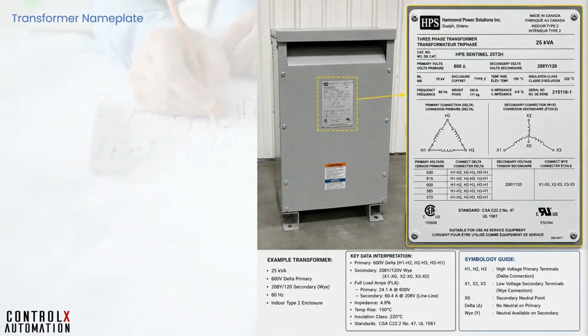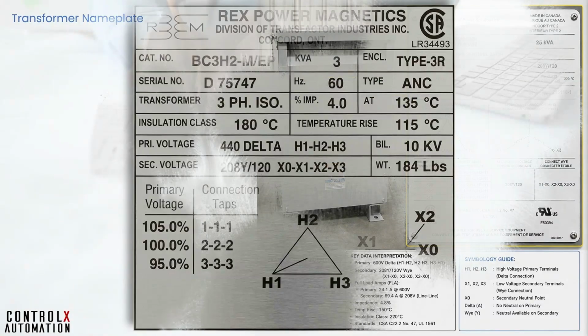Next, let's talk about transformer nameplates. The nameplate provides information about its manufacturer, electrical ratings, cooling, and operational limits, serving as the transformer's identity card for safe installation and operation. It's not just a label, it's the transformer's passport, birth certificate, and operation manual condensed into a single weatherproof plate that is affixed on the transformer's body.